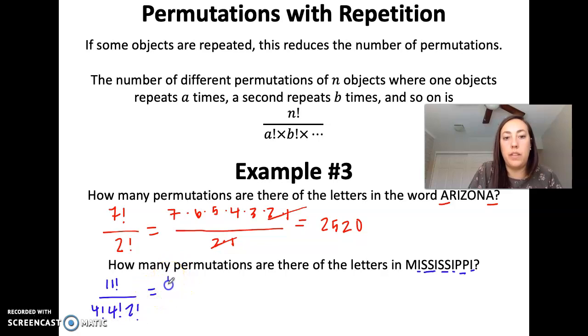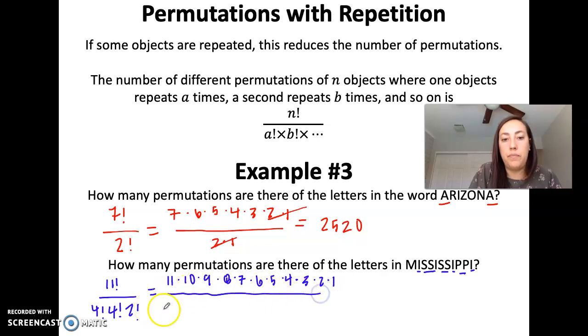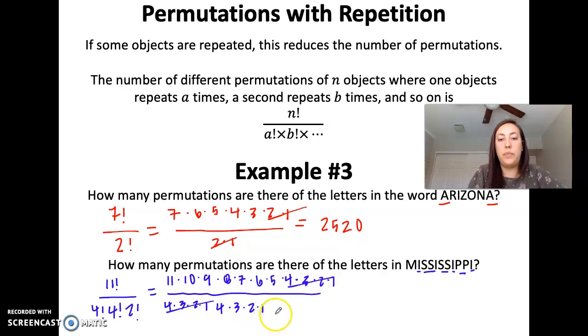So let's simplify this down. We have a super long factorial on top: 11 times 10 times 9 times 8 times 7, 6, 5, 4, times 3 times 2 times 1. And on the bottom, we have 4 times 3 times 2 times 1. That will cancel with the 4 factorial on top. We have another 4 factorial, so 4 times 3 times 2 times 1. And then we have 2 factorial, 2 times 1.